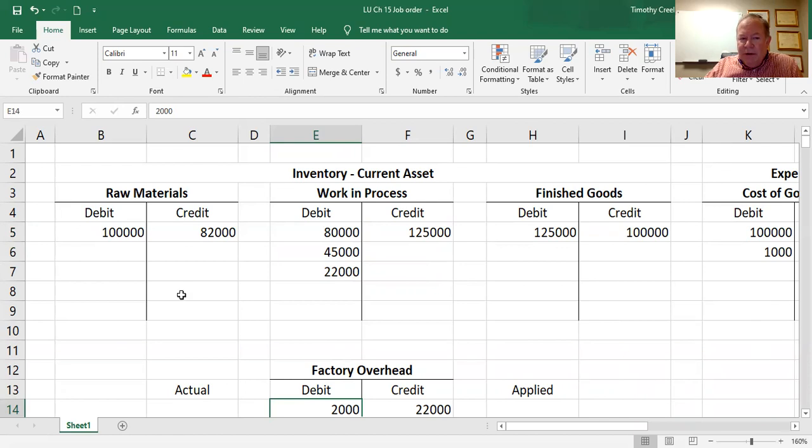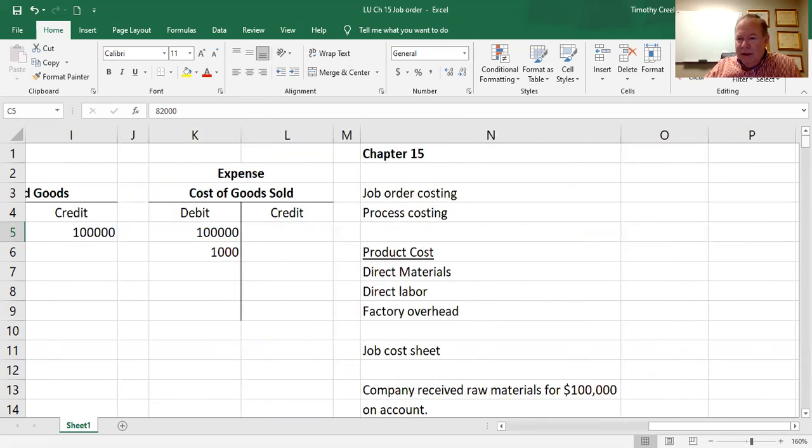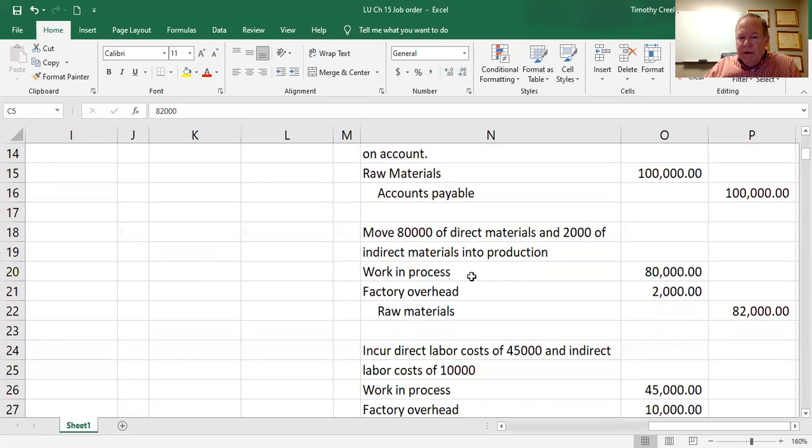So basically our journal here, notice it's coming out of raw materials, it's going to work in process, and it's going to factory overhead. So we would debit work in process for 80, we would debit factory overhead for 2, and we would credit raw materials for 82. Where it's going is debited, where it's coming from is credited. That's a rule. Again, you're going to see that over and over as we move through this process. And notice the journal entry actually here as we go down. Debit to work in process, debit to factory overhead, and a credit to raw materials.